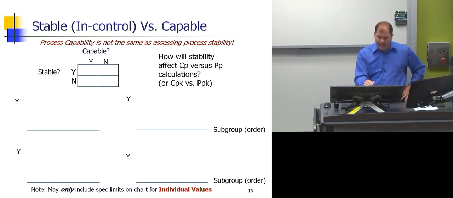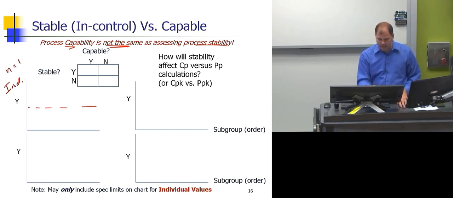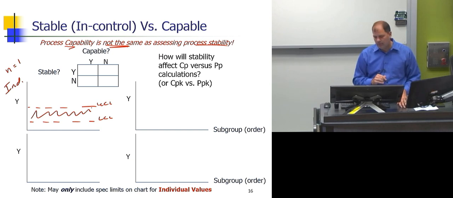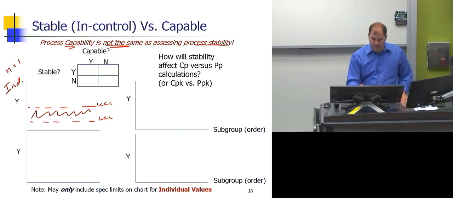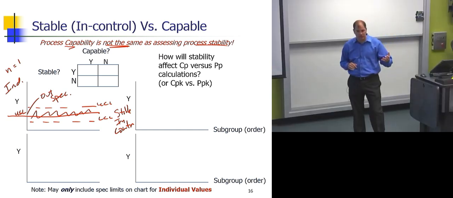I want to remind you that capability is not the same as stability. If I had an individual chart, subgroup sizes of 1, right, I could have a process which is stable or in control. However, it could be out of specification. You see that? You could be in control but out of specification.